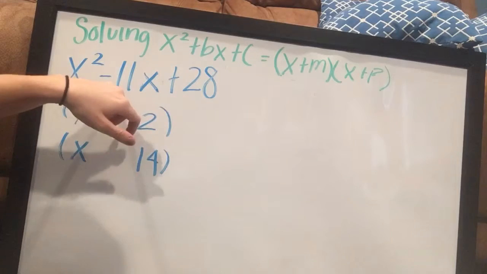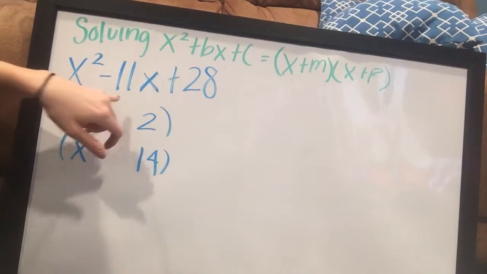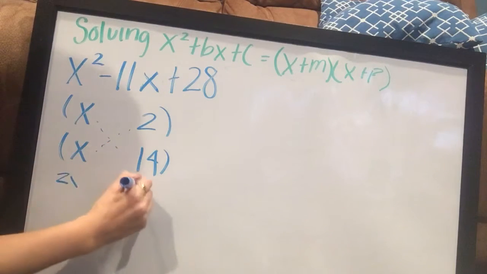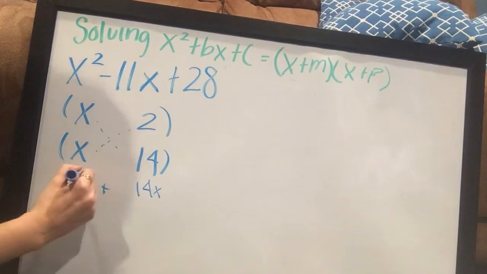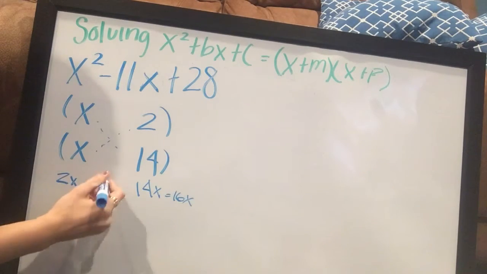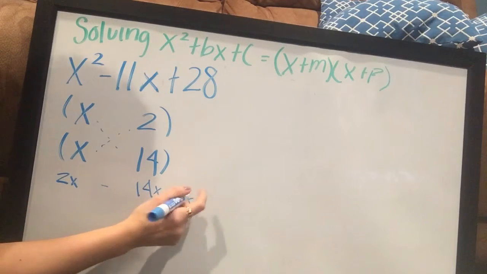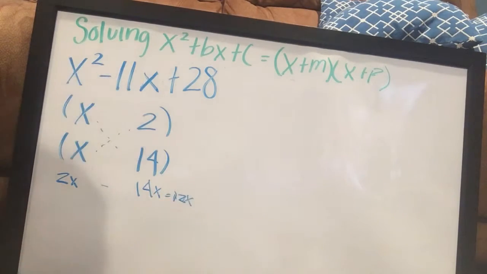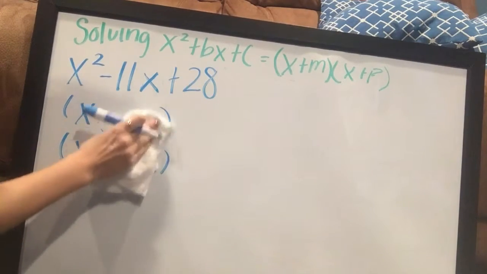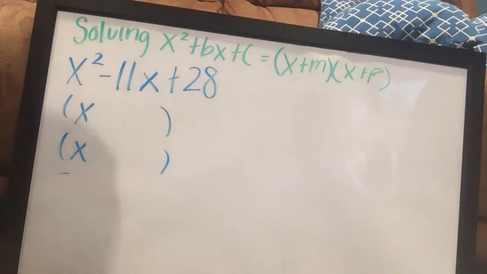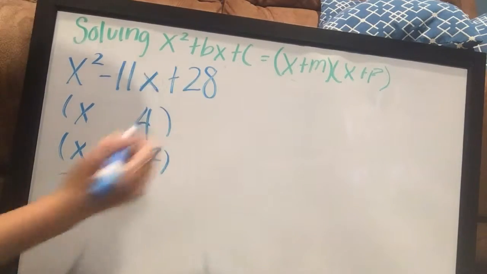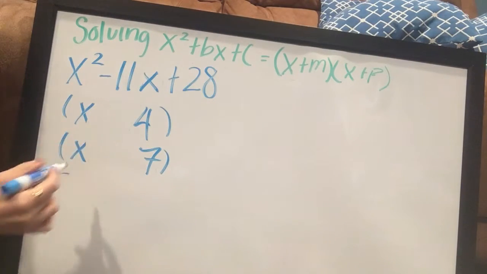Now, to figure out if they'll add up to 11, you will cross multiply. So here we get 2x, and here I get 14x. Now, if I add 2x plus 14x, I get 16x. I don't want that. Now, if I subtract 2x and 14x, I get 12x. So those two are not working for me. So erase those. Let's keep thinking. 3 times anything gives you 28? No. Next one is 4.